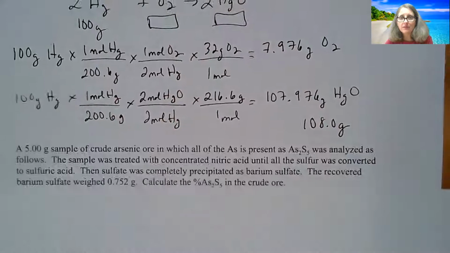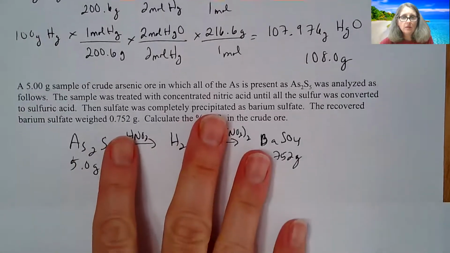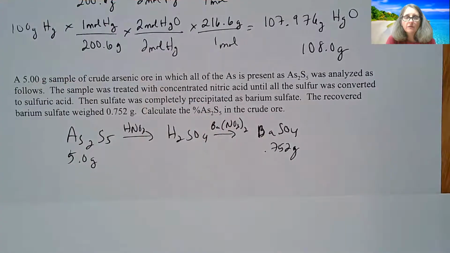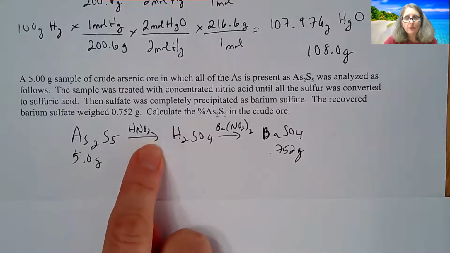All right, so the last problem in the note packet, I want to give you just a starting point and then have you try to do this. So I have a 5-gram sample of arsenic ore, which has all of its arsenic in As2S5. It was treated with nitric acid, which is HNO3. So I put it above the arrow because we're not going to do a balanced equation here.